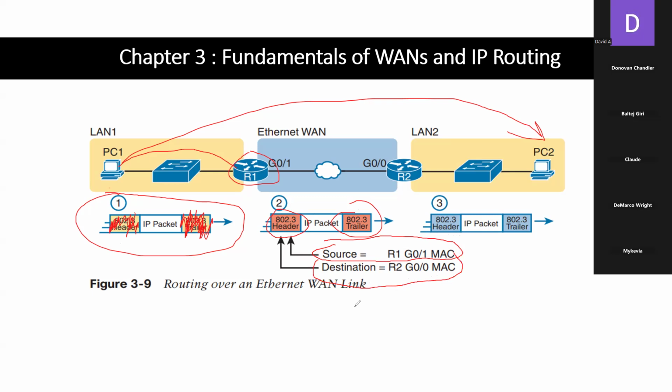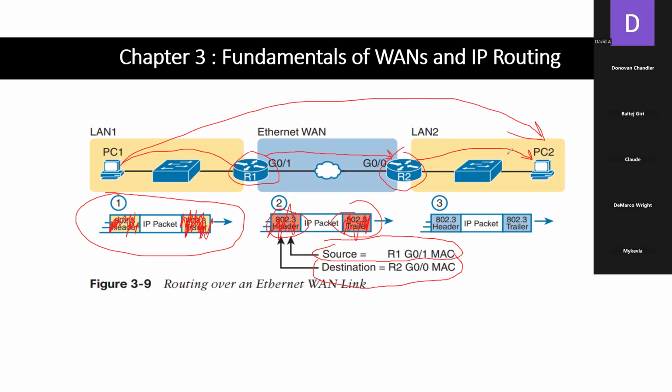And I'm going to forward that frame over my Ethernet WAN service to R2. 802.3, same technology at a fundamental level that I'm using within my local area network. Then the same thing: I'm going to go ahead and de-encapsulate here, and I'm going to re-encapsulate.